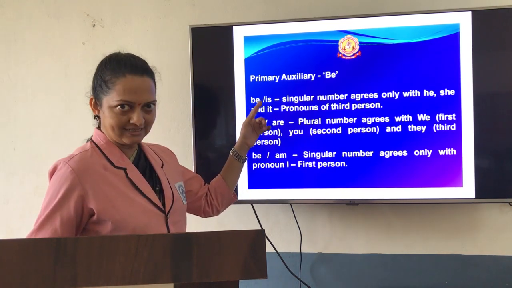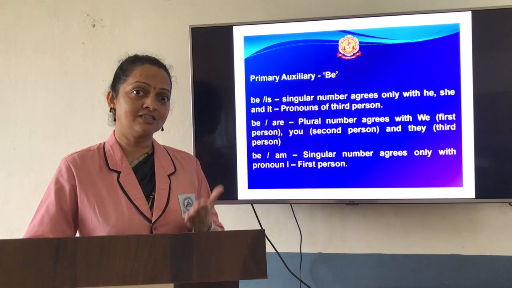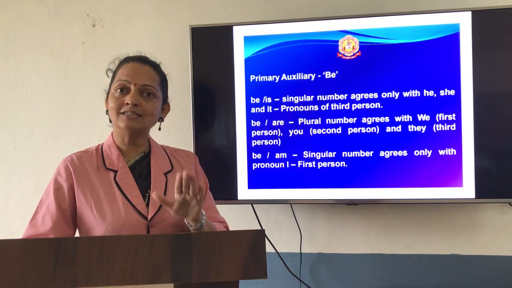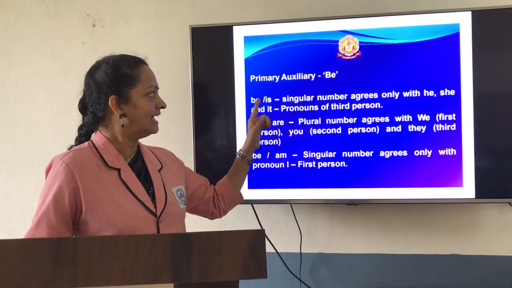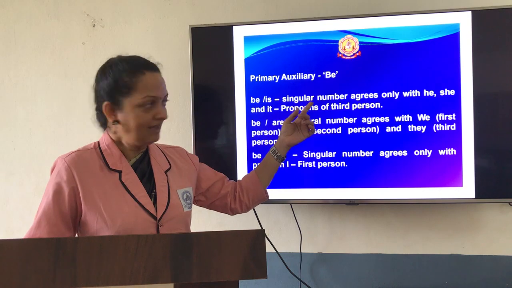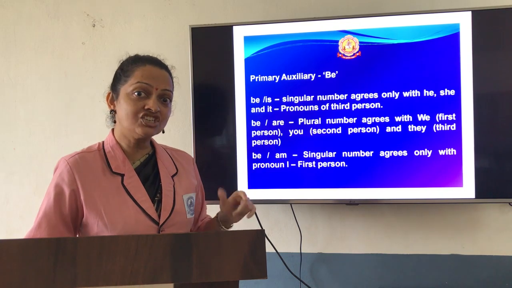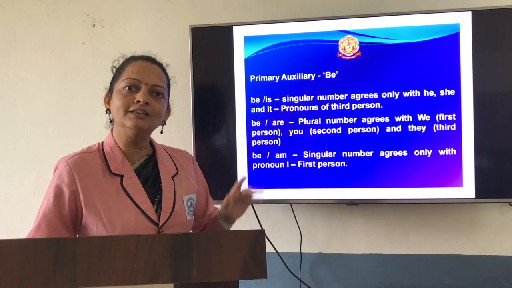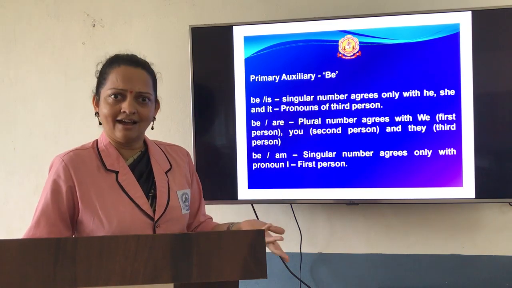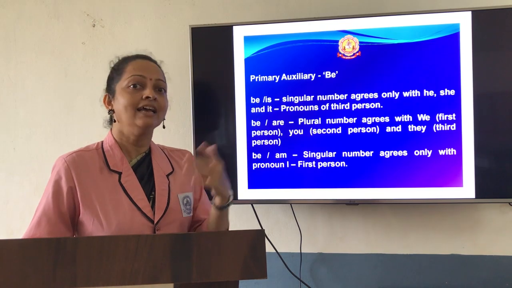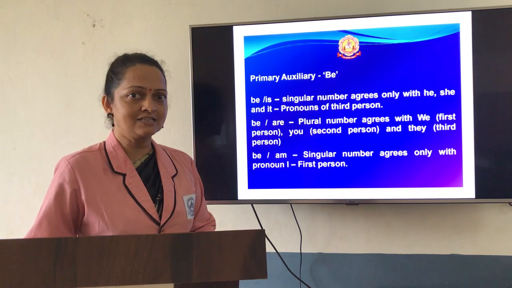Be in a singular form, is, as we have learned in the previous chapter about subject and verb agreement. When the subject is singular, it takes a singular verb. The same way, is is a singular number and it agrees only with he, she and it. What are he, she and it? They are nothing else but pronouns of the third person. He is writing, she is dancing. So if she comes, we use is. If he comes, we use is. At the same time, it, we use is.